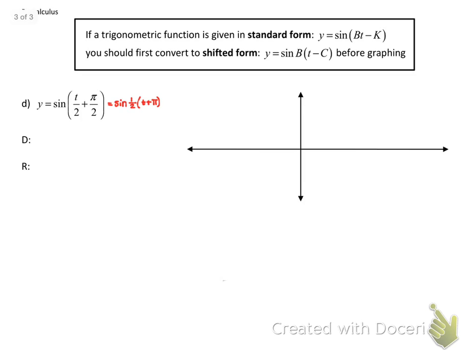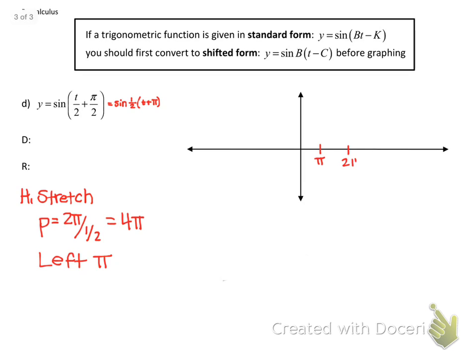So I have a horizontal stretch, since it's 1/2, and my period is going to equal 2 pi over 1/2, which equals 4 pi. And then we go left pi. So the intervals I'm going to use, since my period is 4 pi, are just pi, 2 pi, 3 pi, and then 4 pi. But I need to go back and also have negative pi because I'm going to shift to the left.